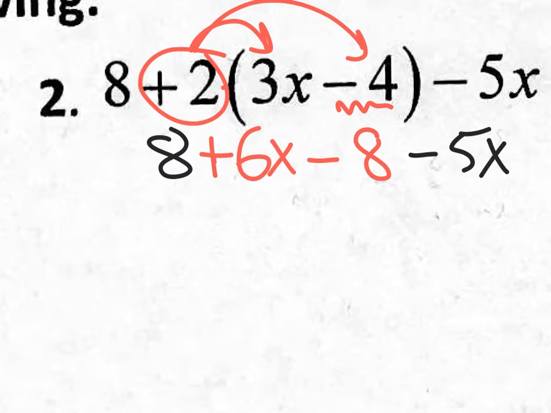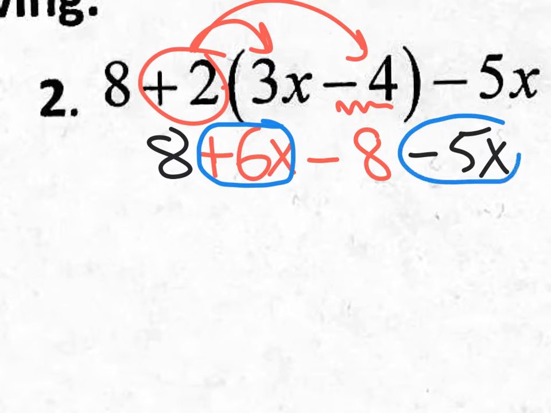Now I'm going to combine like terms. So what do I combine? Let's start with the x's. I have a positive 6x that I'm going to combine with a negative 5x. You have $6, you owe $5.